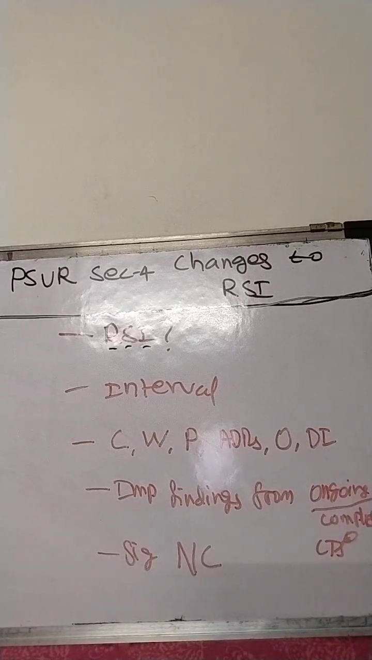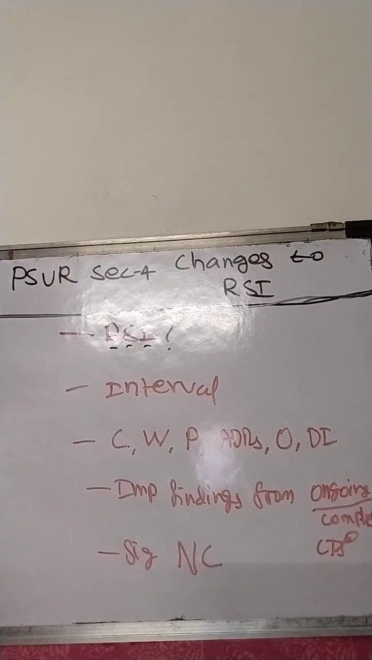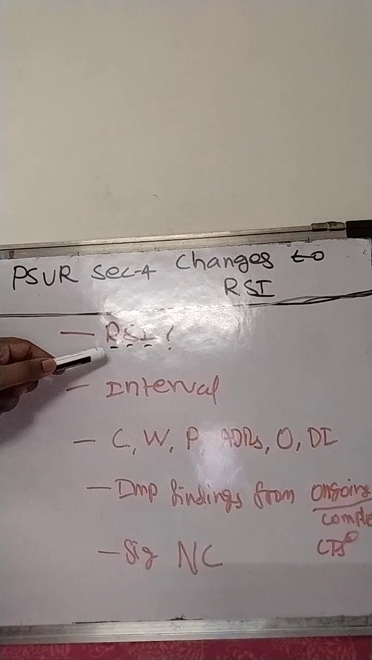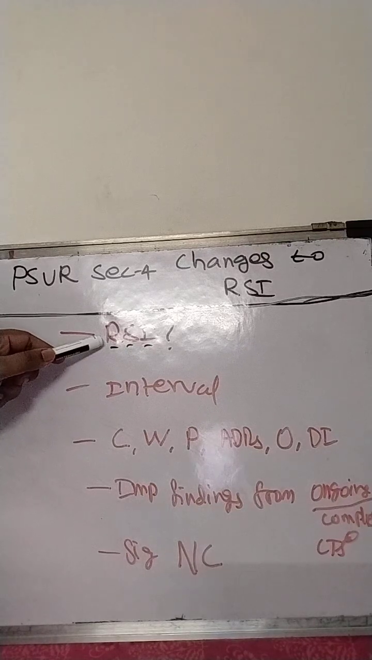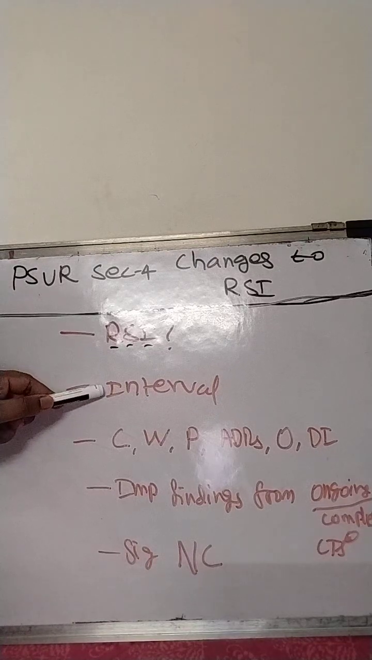What RSI are you using? Sometimes some company would be using SMPC. So whatever the reference safety information you are using to prepare a PSUR, that is your label, that is your RSI, that can be used in this particular section. And we need to understand during your interval how many times or whatever the changes have been made to the particular RSI. That is the scope of this particular section.